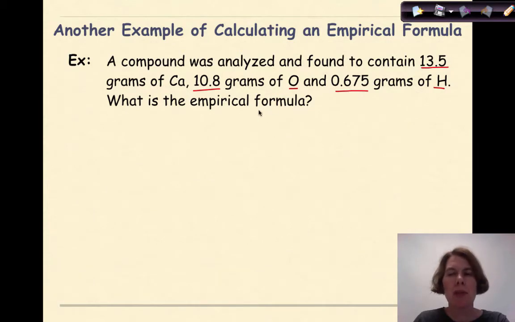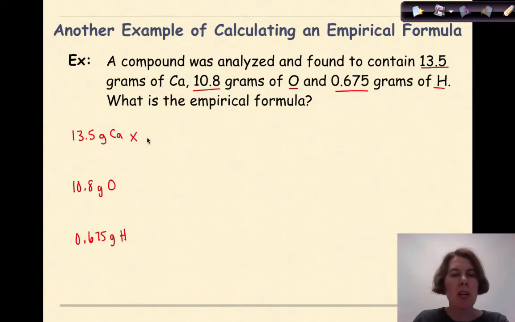We have 3 numbers given here. The first one is 13.5 grams of calcium. The second one is 10.8 grams of oxygen, and the last one is 0.675 grams of hydrogen. And like we did with the previous example, the first thing that we want to do is write setups to convert all of these masses into moles.